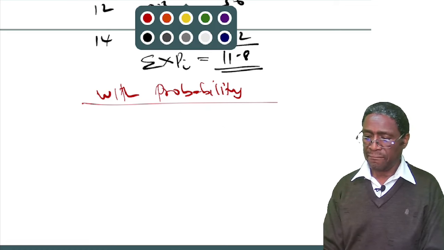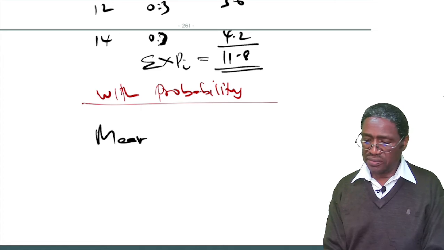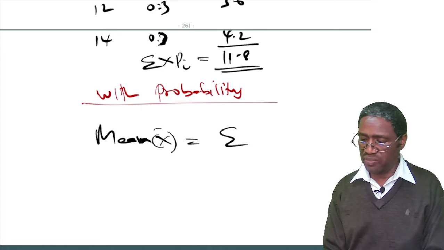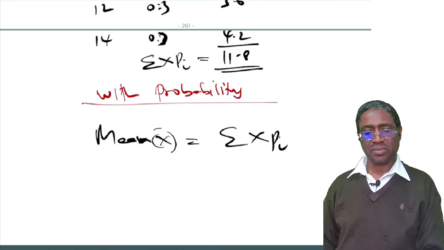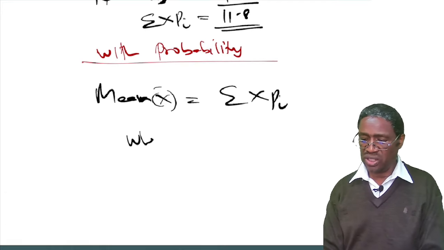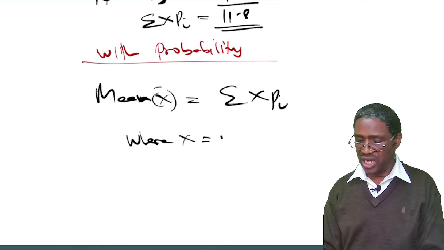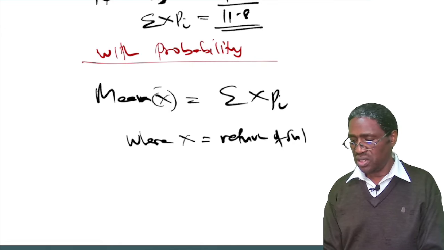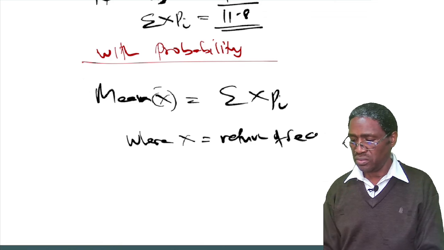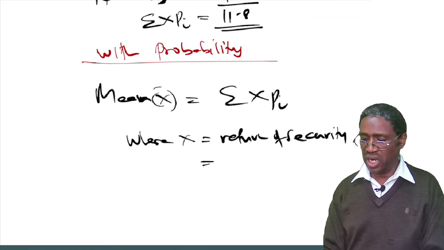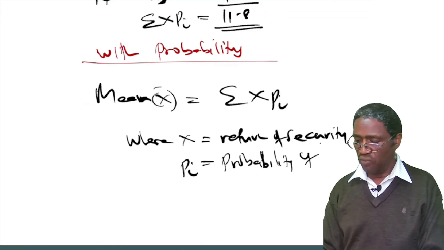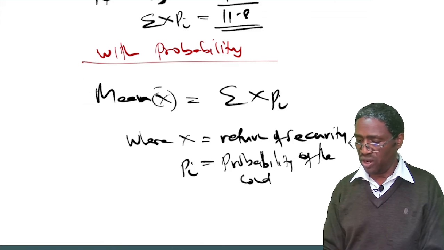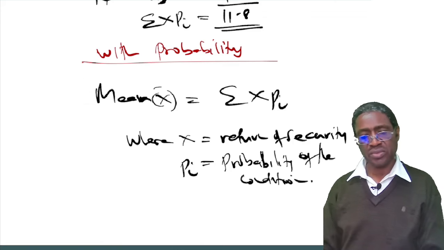So you can say mean X bar equals summation of x times pi, where x is return of security, and pi is probability of the condition occurring. Good.